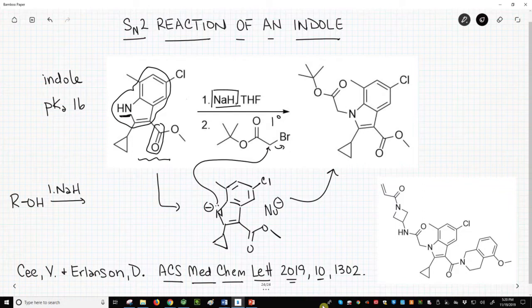We treat our alcohol, which is not a nucleophile, with a base like sodium hydride to form an alkoxide, a better nucleophile. And the alkoxide does an SN2 reaction on a primary halide to give us our new ether product. Our indole reaction is exactly the same idea. Number one, deprotonate to make the nucleophile, and number two, add the alkyl halide for the SN2 reaction.